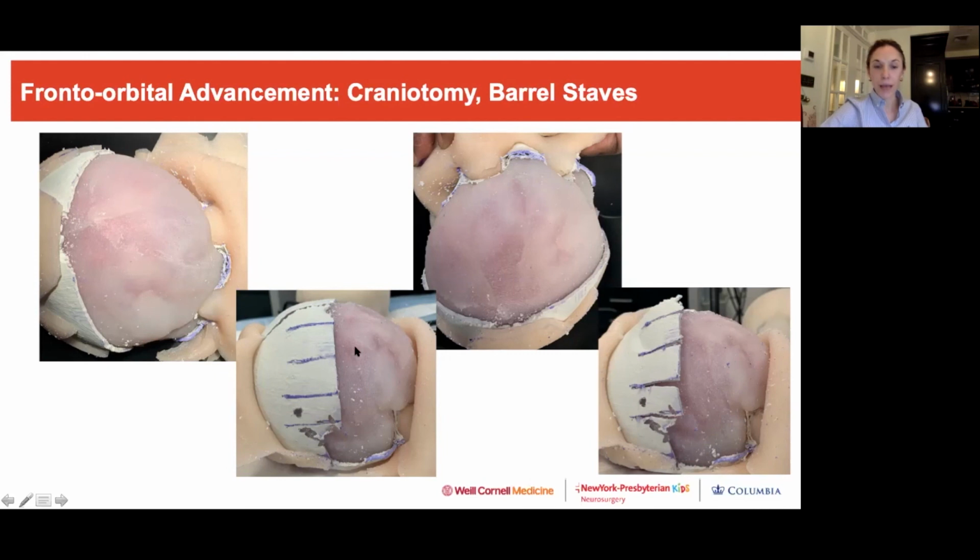Looking at it from the side, you're seeing the frontal lobes, you're seeing the temporal lobes. This is the lateral orbital rim, this is the eye. And all of that's exposed in the surgery. Top down, you're looking at the orbits, all exposed.